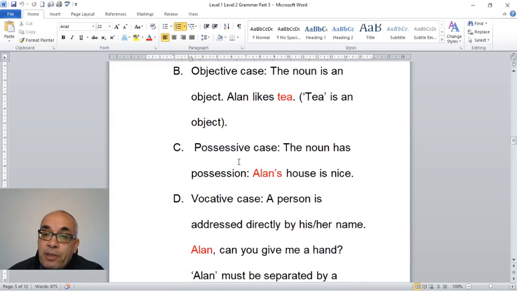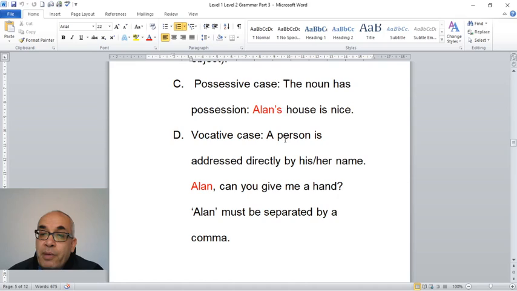We also have possessive case, which means the noun has got possession. So Alan's house is nice. So here, of course, we have got apostrophe s, and this shows possession, and I am putting apostrophe s after Alan, a person, and of course a noun, and that's why I say this is the possessive case of the noun.